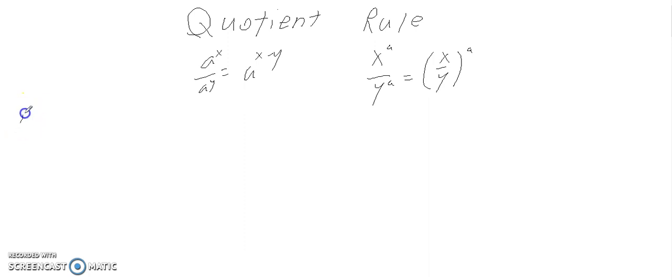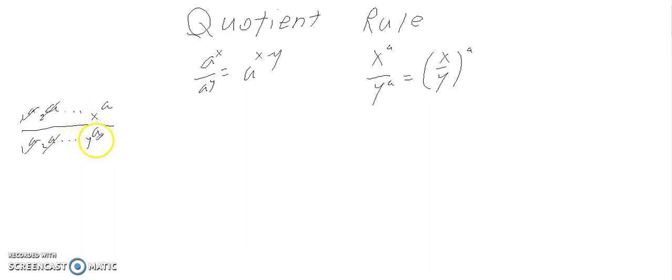So 1a, 2a, dot, dot, dot, xa's all over 1a, 2a, dot, dot, dot, ya. Now, there are this many a's up here and this many a's down here. Excuse me. This many a's up here, this many a's down here. So they start canceling, where the first a's will cancel, the second a's will cancel. We'll keep going.